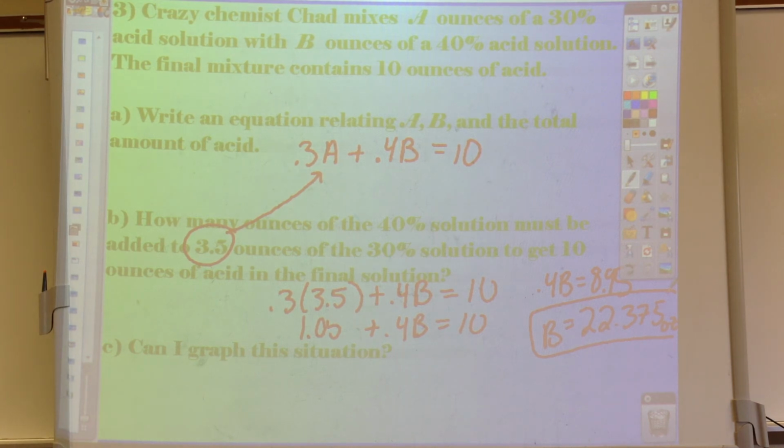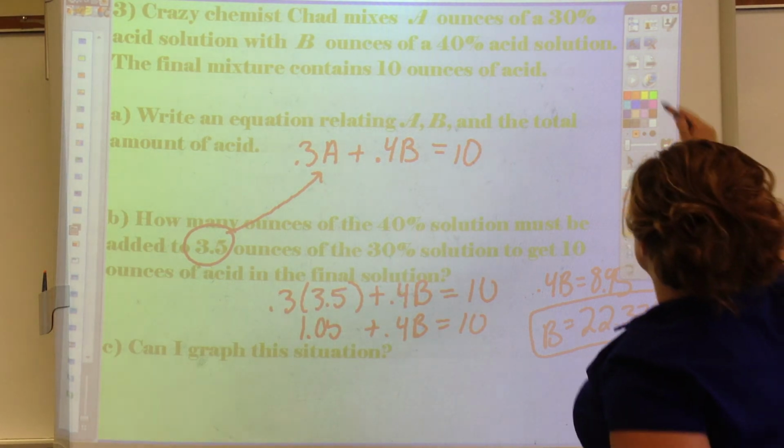Could you graph this situation? Absolutely. It might not be the easiest. Again, remember we would use A as X and B as Y. I would recommend either using x-intercepts and y-intercepts to graph, or clearing your decimals.